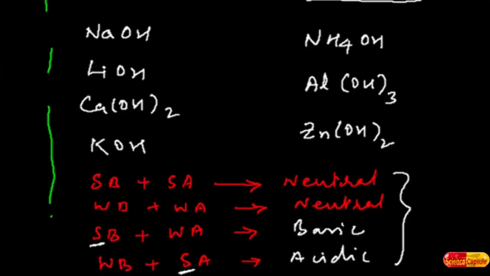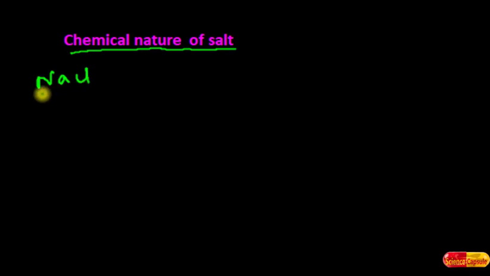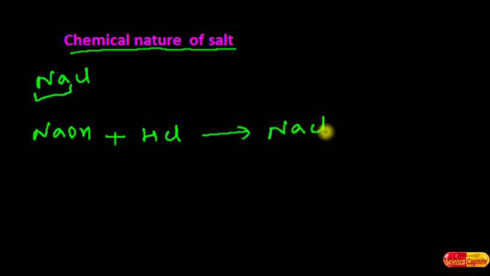Let us understand by taking some examples in each category. First of all, we will take the formation of sodium chloride. We know that sodium is obtained from sodium hydroxide, so here sodium hydroxide plus hydrochloric acid. Upon chemical reaction we will be getting NaCl plus water. Now we have to find the nature. We know that sodium hydroxide is a strong base, so here we write strong base. Then here hydrochloric acid is a strong acid. We know that when strong base and strong acid react, they give neutral salt, so here the salt obtained will be neutral. Got it?